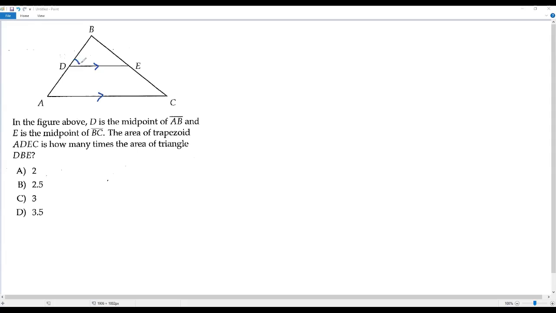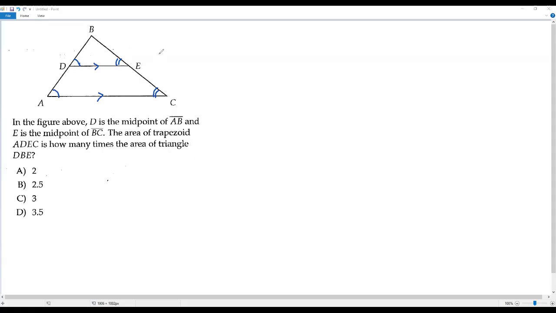Then this angle measure and this angle measure are corresponding angles and they must be congruent. And also the same thing, this angle measure are corresponding angles, they must be congruent. Okay, clearly the two angle measures of the bigger triangle, that is the triangle ABC, are congruent to the two angle measures of the smaller triangle, that is DBE.